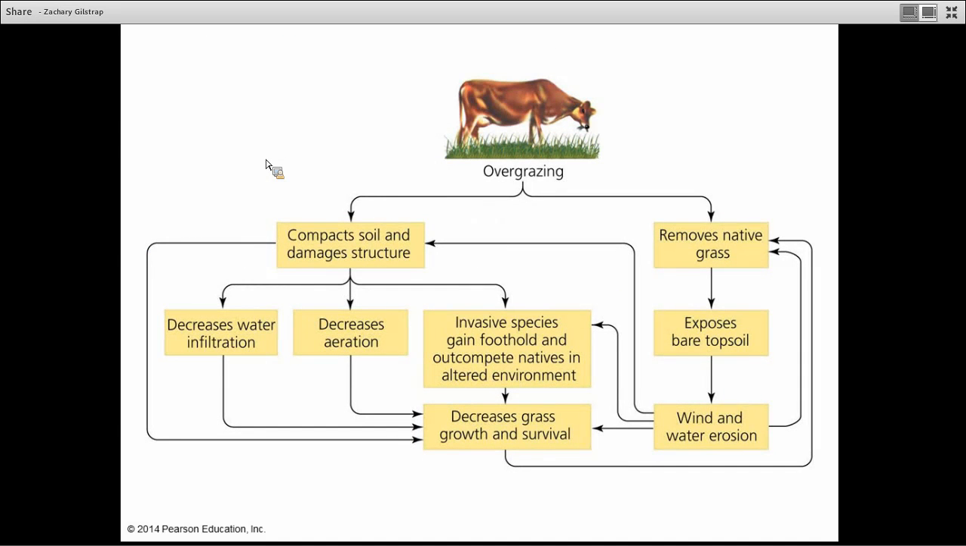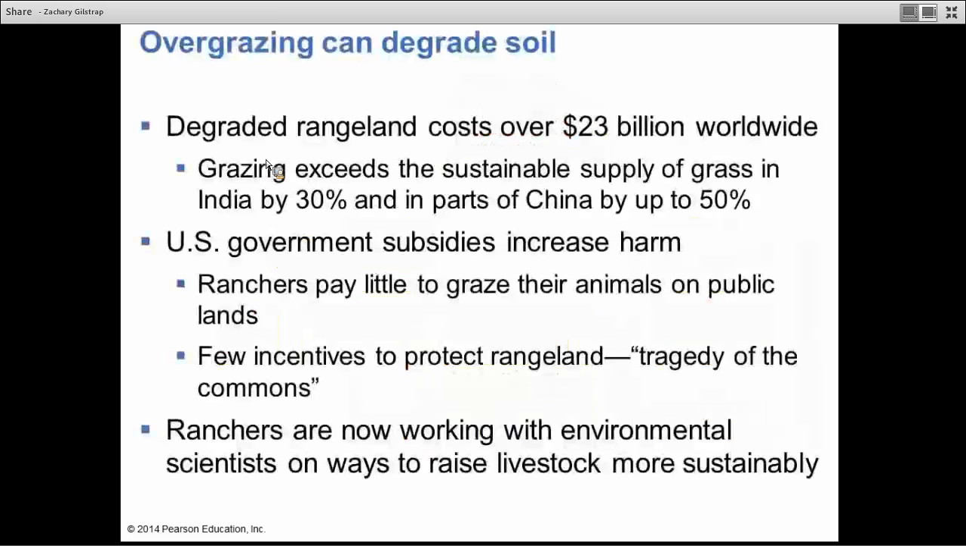And here's just a little graph of all the things that go wrong. You can take a bit of time to read it if you'd like. So degraded rangeland costs around $23 billion worldwide, and grazing exceeds the sustainable supply of grass in India by 30%, and in parts of China by up to 50%.